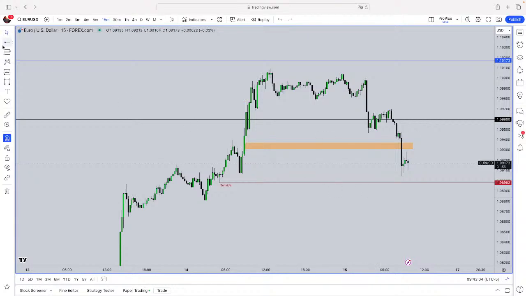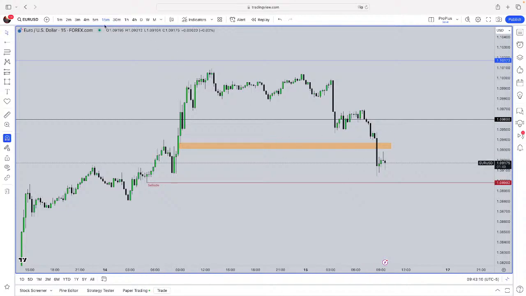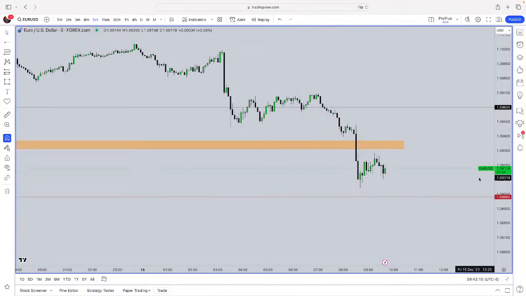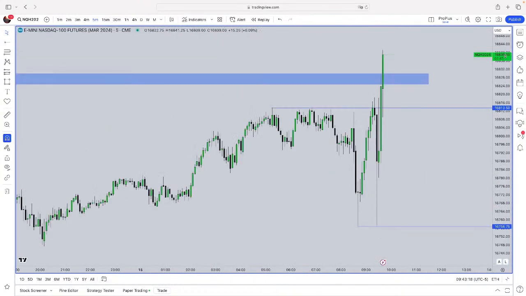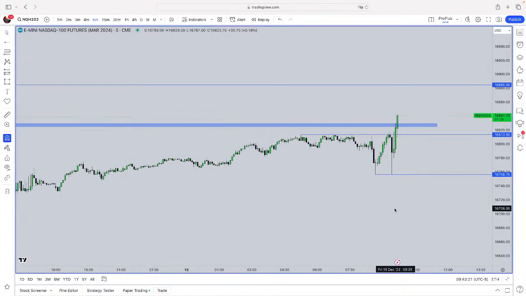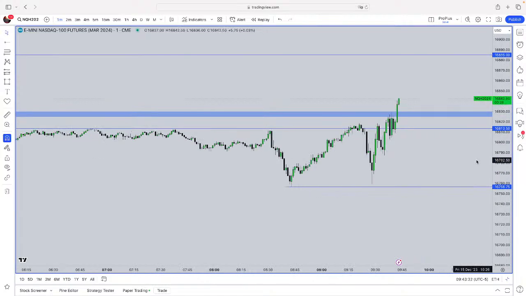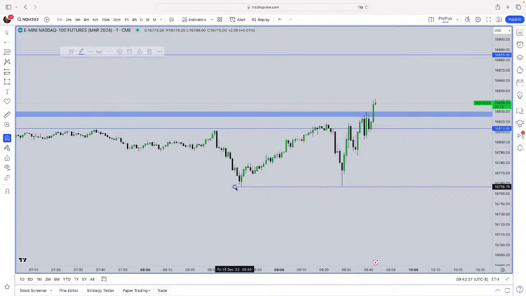2 minutes time. Has it taken out this low yet? Yeah. So this all could be manipulation, but we shall see. Equal highs here. That looks nice to get taken out. It looks too neat.